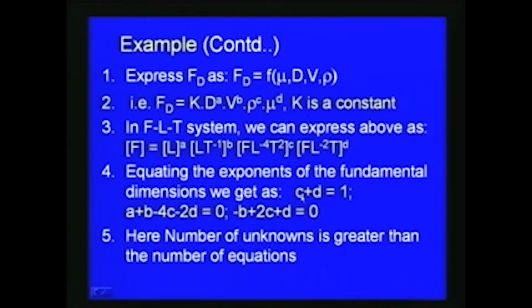So, here we get 3 equations and 4 unknowns A, B, C, D. The number of unknowns is greater than the number of equations, so we have to remodel this system of equations. We can write three of the exponents in terms of the other parameters. This can be done here.